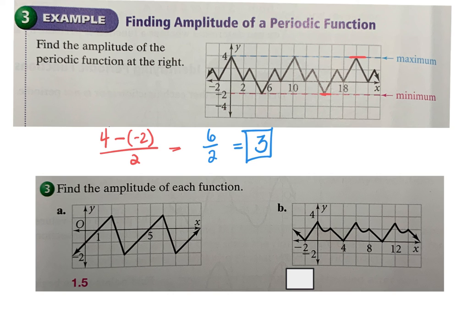All right, what's the highest value of this one? 3. These are every 2, if you didn't notice that. What's your lowest value? 0. So again, you should have gotten 1.5.